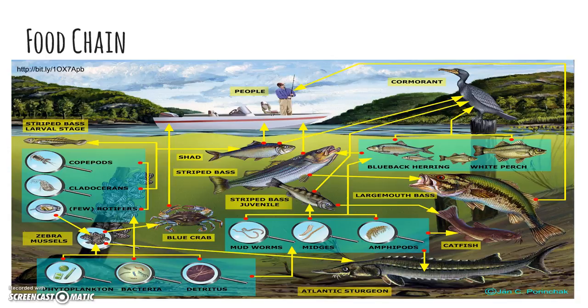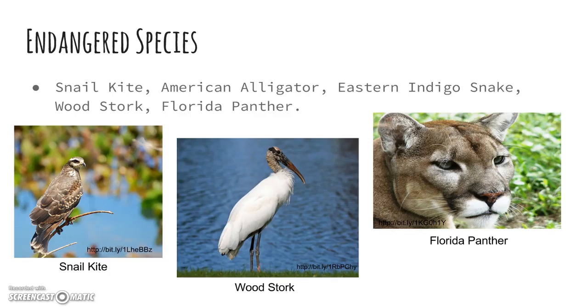Okay, so moving now on to endangered species. There are a lot of different species that call the freshwater wetlands their home. Although the wetlands provide a great home for many, there are a lot of species that are endangered. The majority of the reasons for the animals' endangerment is human activity. Some of these animals include the snail kite, American alligator, eastern indigo snake, wood stork, and the Florida panther. I couldn't find anything on any endangered plant species, so I'm guessing that's good that there's none.